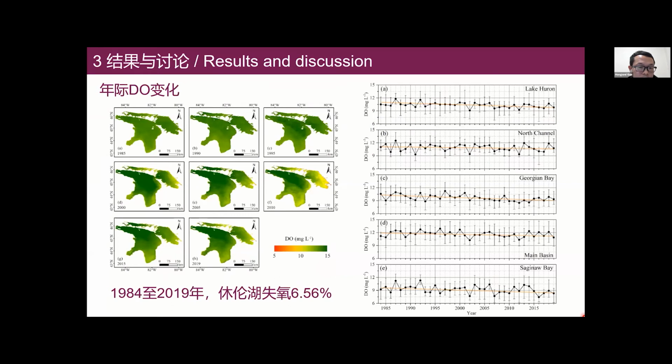From 1984 to 2019, DO of Lake Huron showed a significant decreasing trend with a percentage of 6.56. The increase of air temperature and radiation was inferred to be the main factor inducing the DO decreasing trend. Take Canada as an example. The air temperature increased by 1.7 degrees from 1948 to 2016.